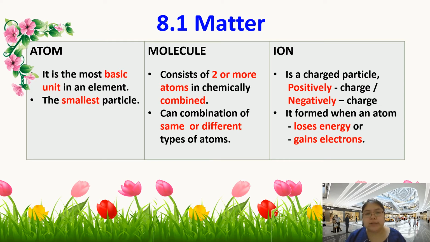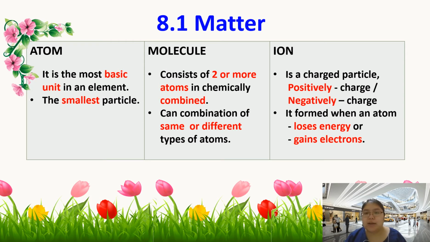Okay, the atom is the basic unit for every element. It is one of the smallest particles. A molecule is a combination of 2 or more atoms. They combine together by using chemical bonds. After they combine, they can use the same atoms, or they can also use different atoms. When they combine, we call it a molecule.